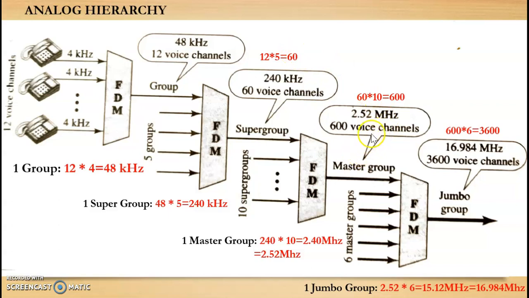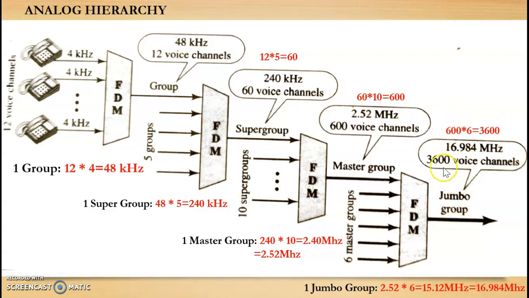Similarly, each master group will have 600 voice channels, because it will be 60 into 10. 60, since each super group has 60 voice channels, and there are 10 super groups. So it will be 60 into 10, that is 600.